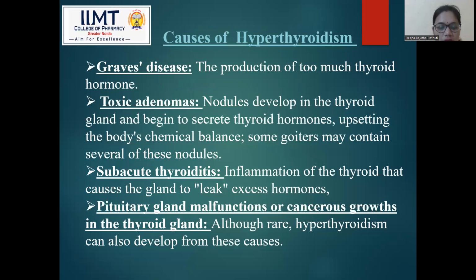First, causes of hyperthyroidism. The first cause is Graves' disease, the production of too much thyroid hormone. If too much thyroid hormone is produced in the body, it causes Graves' disease. This is the autoimmune disorder that can cause hyperthyroidism or overactive thyroid. The thyroid is a small butterfly-shaped gland in the front of your neck.